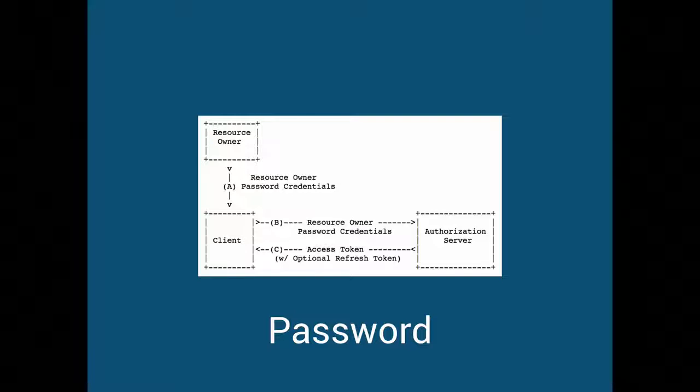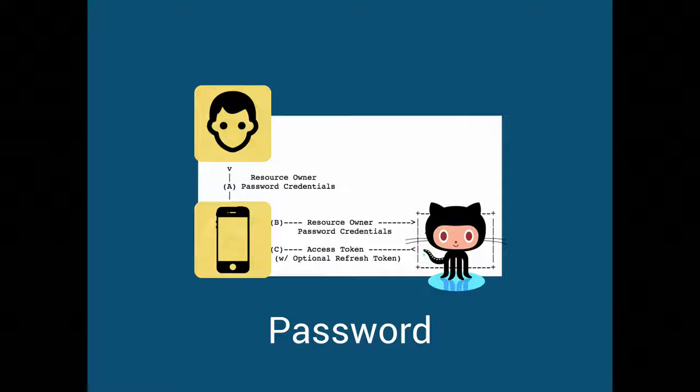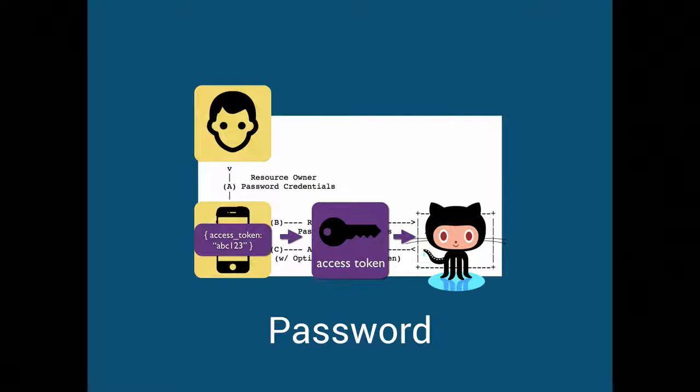And the third type is password, the password grant, which does what you expect. The user gives you a password, and you hit an API, and it just gives you back an access token, which we can use directly.